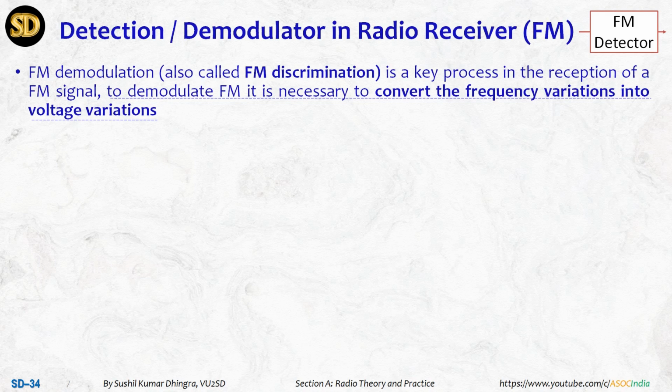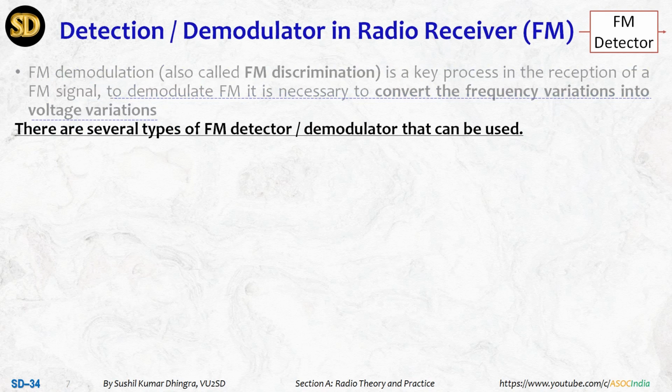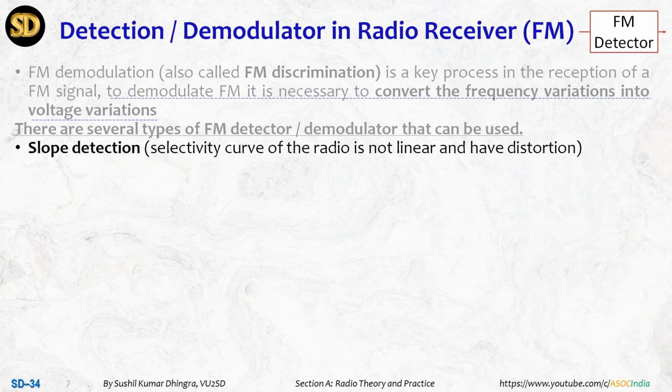Why? Because in AM, information is available in the amplitude. Just detect the amplitude and get the signal. But when it comes to FM, there is a variation in frequency, and this variation of frequency we have to convert to voltage variation, and this voltage variation is our audio signal. How do we do this? There are several techniques, so many techniques we have.